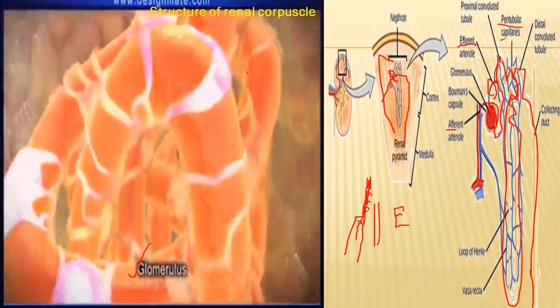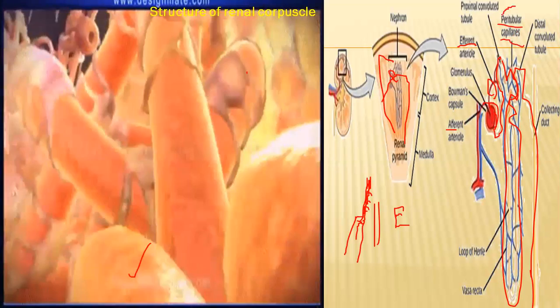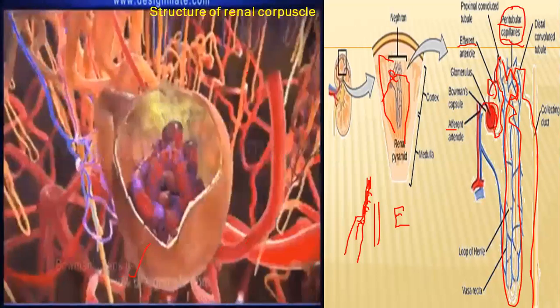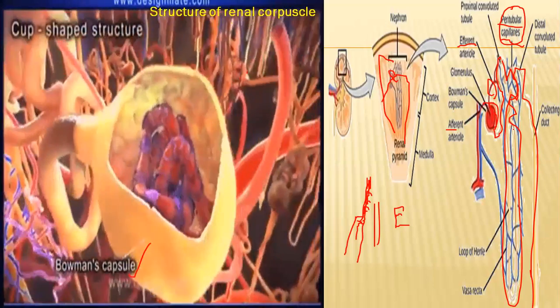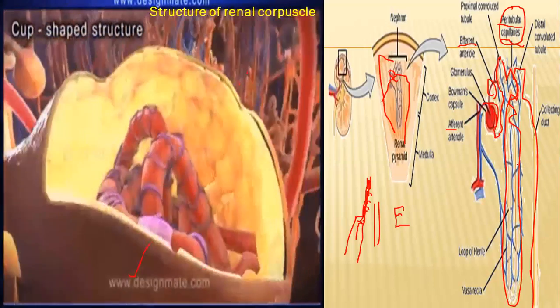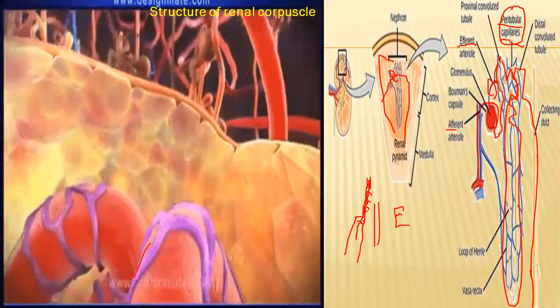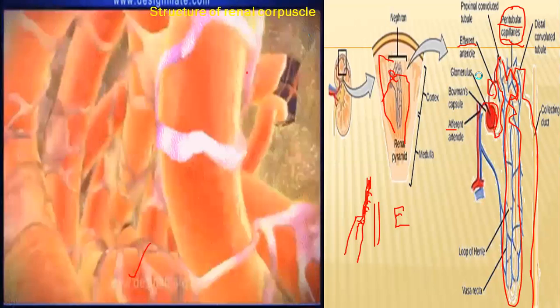You can see one more thing here. These are peritubular capillaries. We will discuss their function in the functioning of the kidney in the next lecture, inshallah. These are the capillaries which surround the whole nephron. These are called peritubular capillaries.